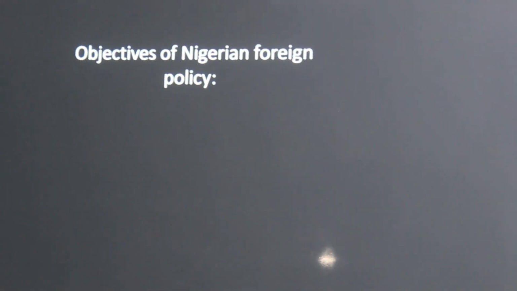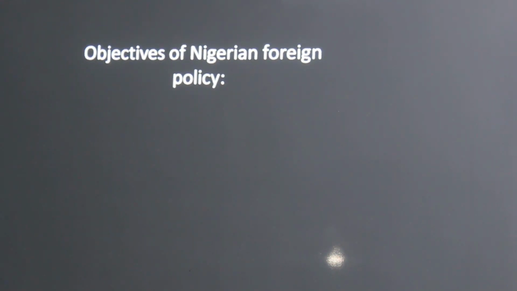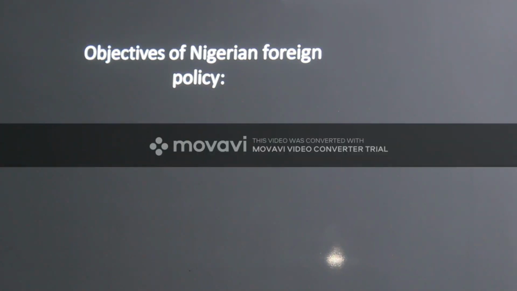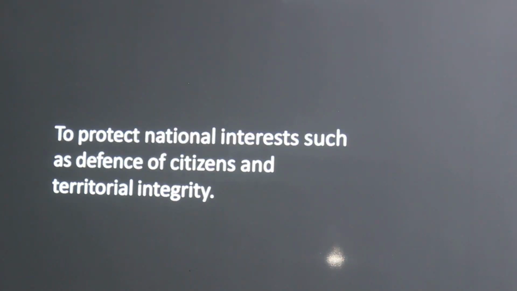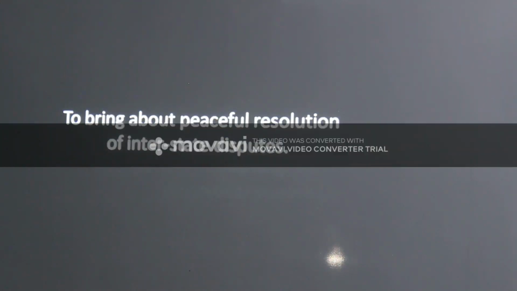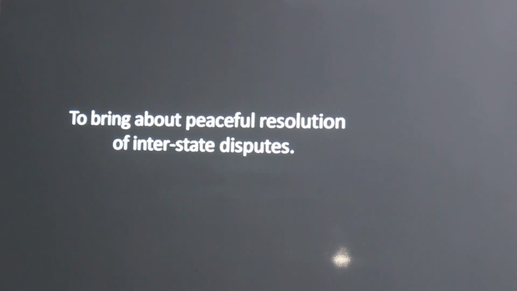Let's look at objectives of Nigeria's foreign policy. What will Nigeria actually achieve even as she fashions out her foreign policies? One, to protect national interests such as defense of citizens and territorial integrity. One of the things she hopes to achieve is to protect the citizens and also territorial integrity. Two, to bring about peaceful resolution of interstate disputes, that every dispute among the states should be resolved peacefully.